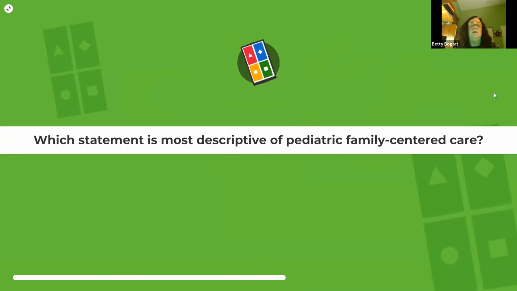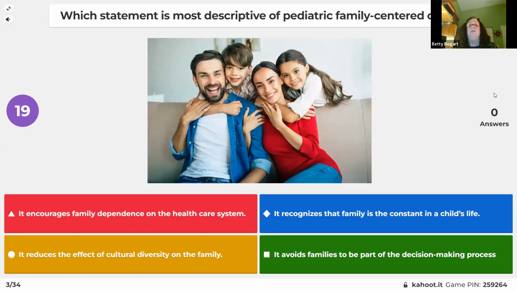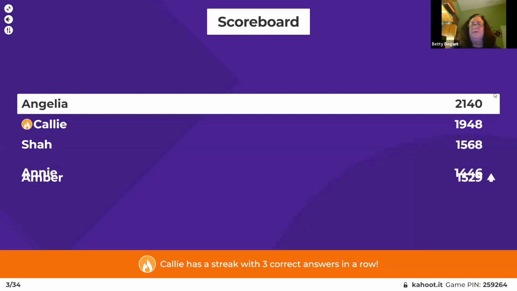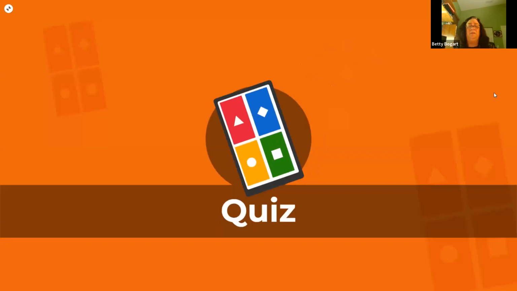Which statement is most descriptive of pediatric family-centered care? What does that mean? Family-centered care. Because we don't just take care of children, we take care of families. And families could include aunts, uncles, best friends, grandmas, grandpas. I've taken care of all of them. And the family is the one constant in their life. We know as they get older, they break away slowly, but family is that one constant.